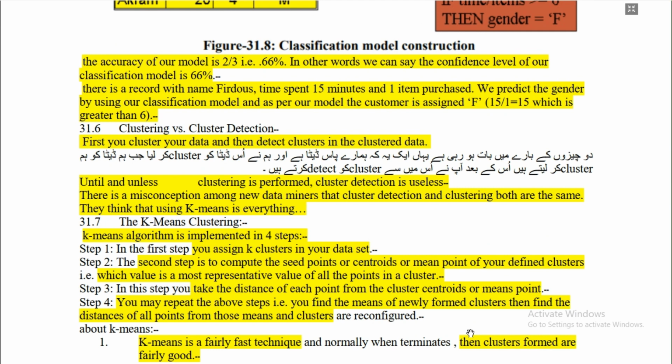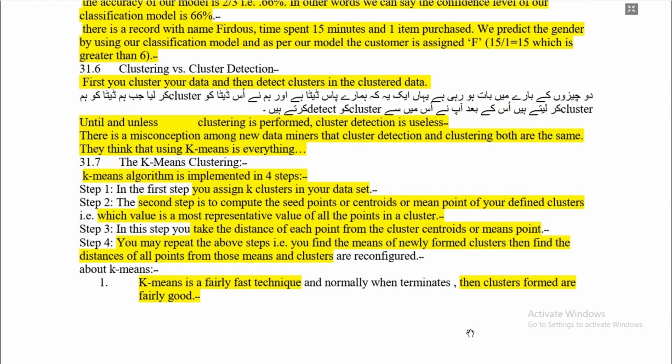31.6 Clustering versus cluster detection. First you cluster your data and then detect clusters in the clustered data. Two things are being discussed here. One is that we have data and we have clustered that data. After we cluster the data, we then detect the clusters in it. Until and unless clustering is performed, cluster detection is useless. There is a misconception among new data miners that cluster detection and clustering are the same. They think that using k-means is everything.